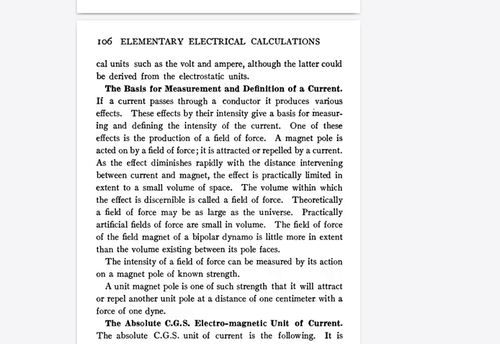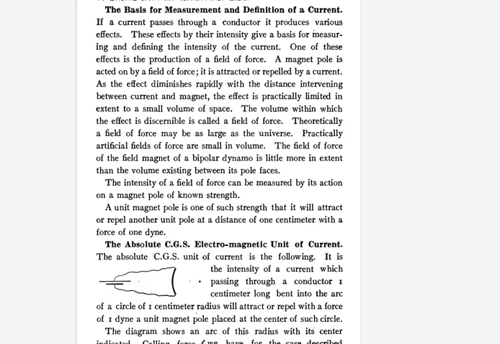The intensity of a field of force can be measured by its action on a magnet pole of known strength. A unit magnet pole is one of such strength that it will attract or repel another unit pole at a distance of 1 centimeter with a force of 1 dyne.